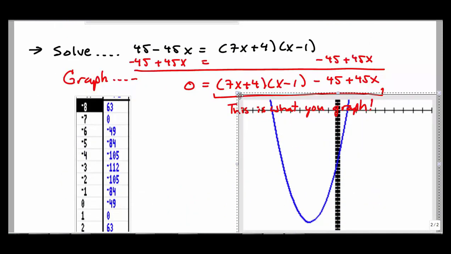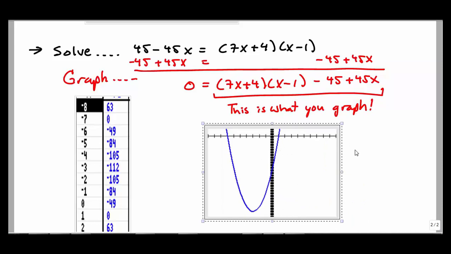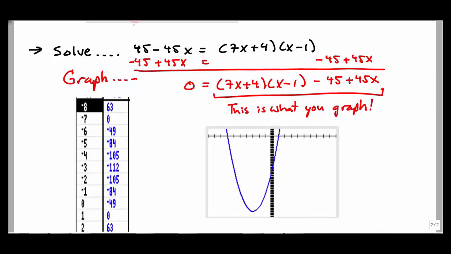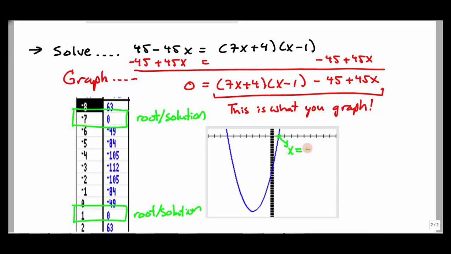So you could solve this by hand, or you could solve it by graphing. Either way, you're going to get the correct solution here. Here we have a root, our solution, because y is 0, so that means it's where I'm crossing the x-axis, and here I have another one. So I can see it from the table, and then I can see it from over here as well. x equals +1, and here x equals -7. So my solution to this equation is x equals -7, 1.